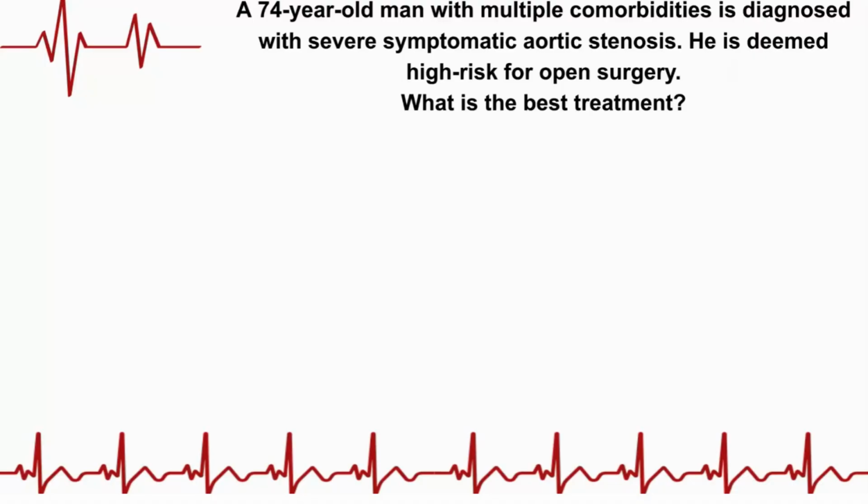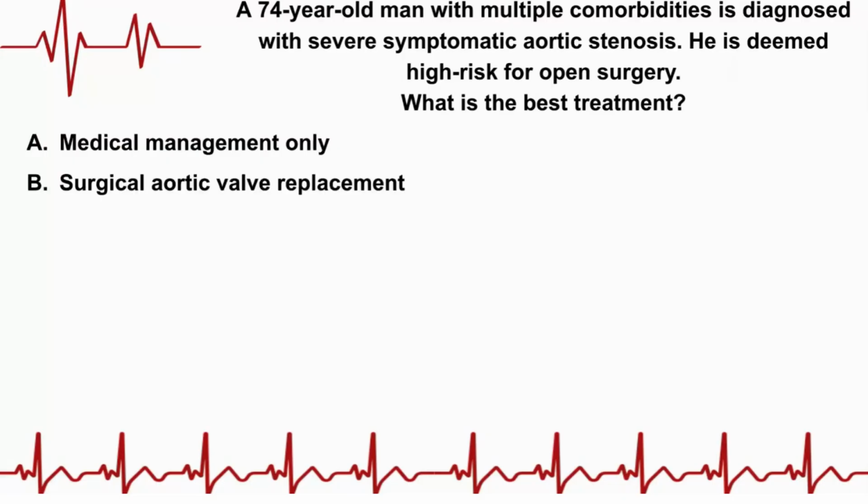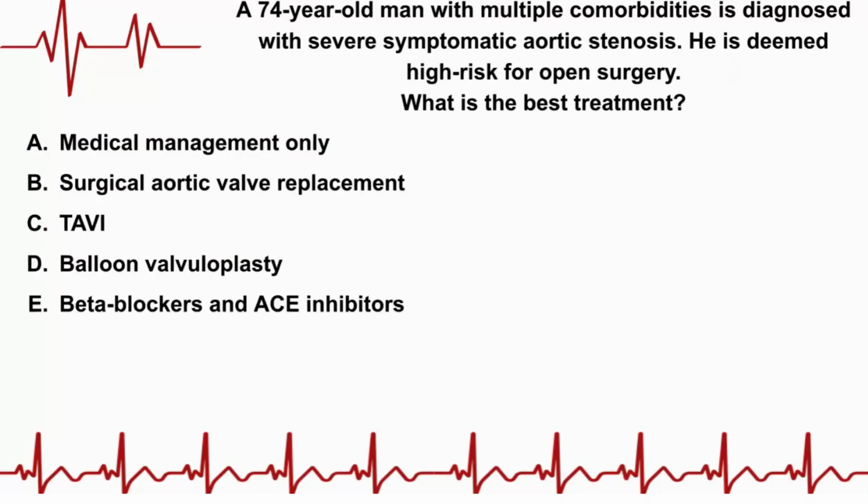Okay, I think this is the final question. A 74-year-old man with multiple comorbidities is diagnosed with severe symptomatic aortic stenosis. He is deemed to be high risk for open surgery. What is the best treatment? A. Medical management only. B. Surgical aortic valve replacement. C. TAVI. D. Balloon valvuloplasty. And E. Beta blockers and ACE inhibitors.